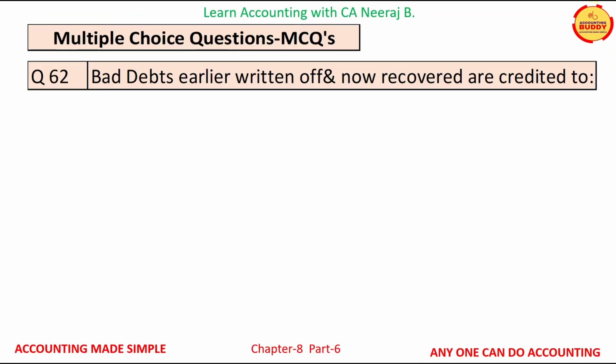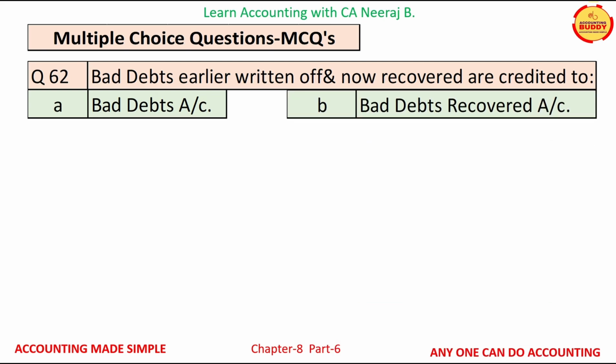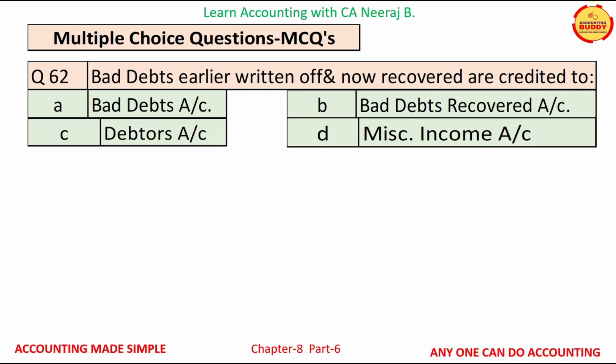Question number 62. Bad debts earlier written off and now recovered are credited to: option A, bad debts account; option B, bad debts recovered account; option C, debtors account; and option D, miscellaneous income account. The correct answer is option B, bad debts recovered account.